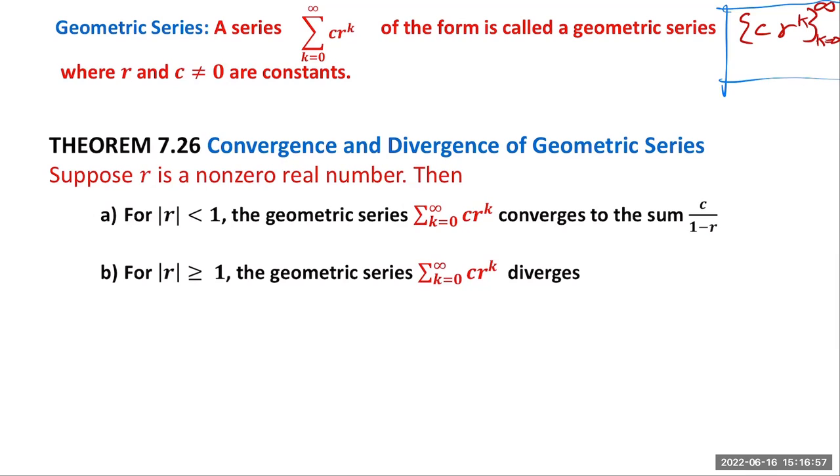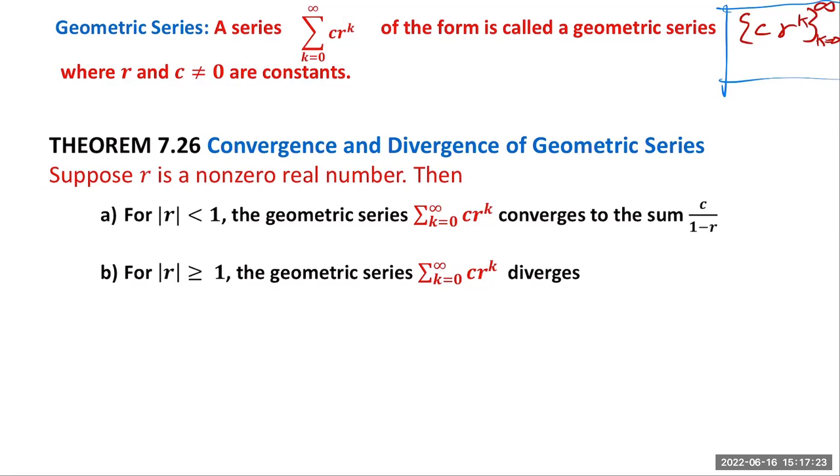Here, we define something called a geometric series. Here is the definition. A series of this form is called a geometric series where r and c not equal to 0 are constants. I'm demanding here c not equal to 0 because if c is equal to 0, everything is 0, right? So the summation will be 0. There is nothing interesting there. So we demand c not to be 0.